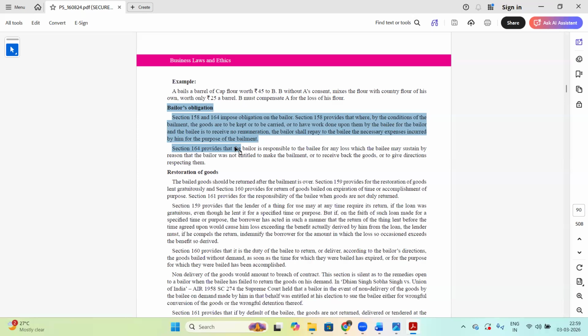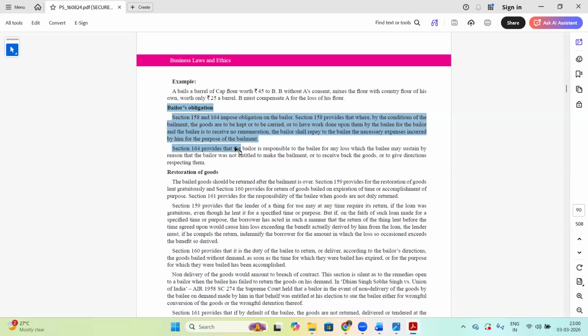Suppose Mr. A gives his cow to Mr. B, and the cow gives birth to a baby calf. So the calf belongs to whom? These are all practical questions. There you can just go through the topic. So does Mr. B have the right to retain the calf? No. Once the payment is done, mother and child should be returned.